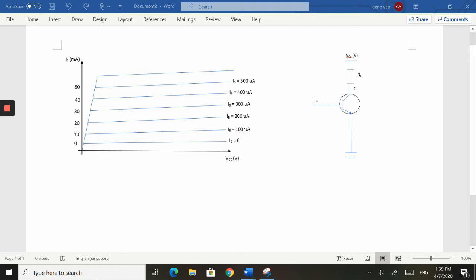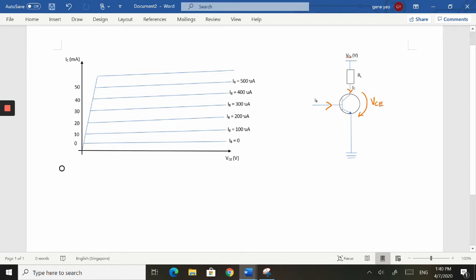So first of all, you have to be, again, very familiar with the BJT. Now coming in here, I've got my IB. Coming down here, I've got my IC. And this is your VCE.